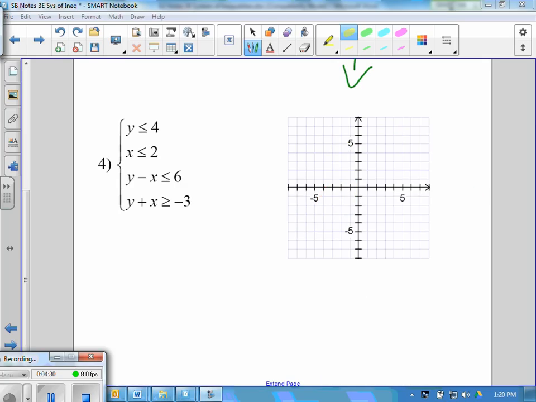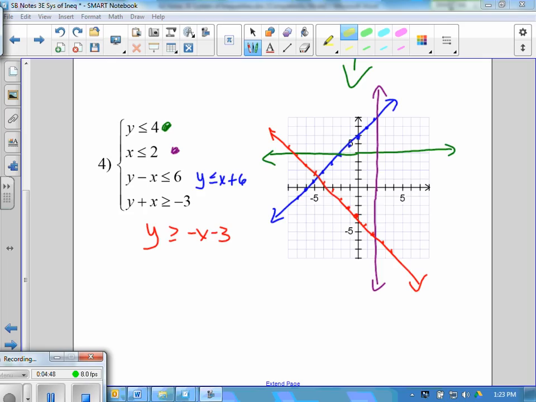Okay, your turn. I want you to stop the video, and I want you to graph this system of inequalities. Don't forget to solve the last 2 inequalities for y. Graph and shade your final region. When you're finished, start the video again to check your work.